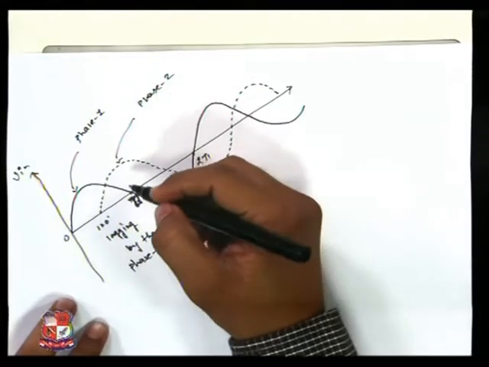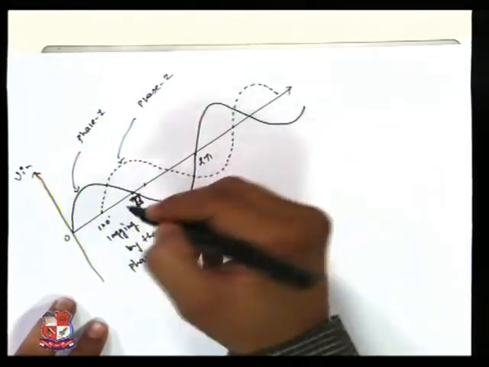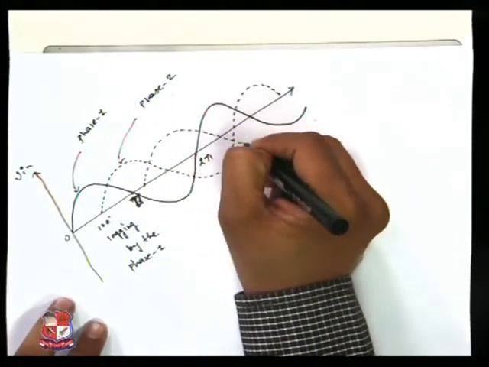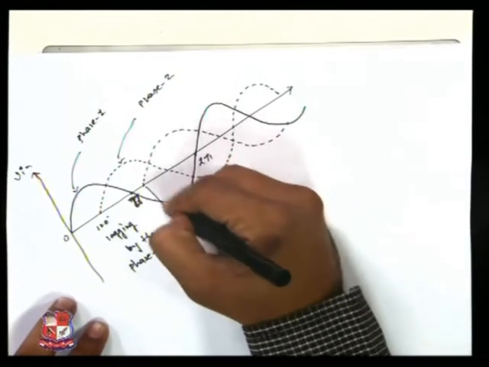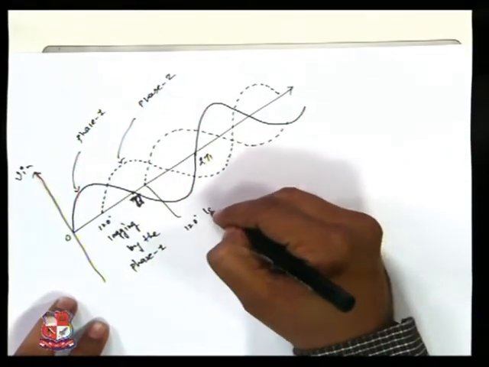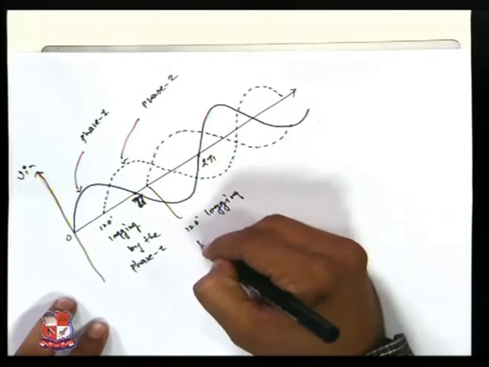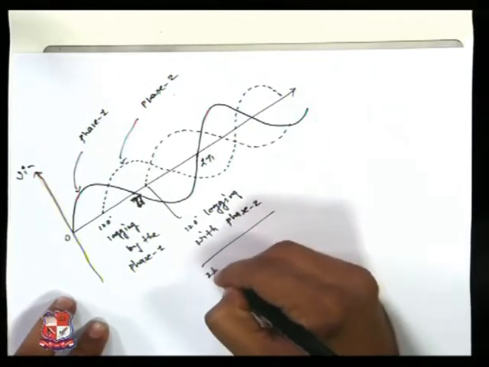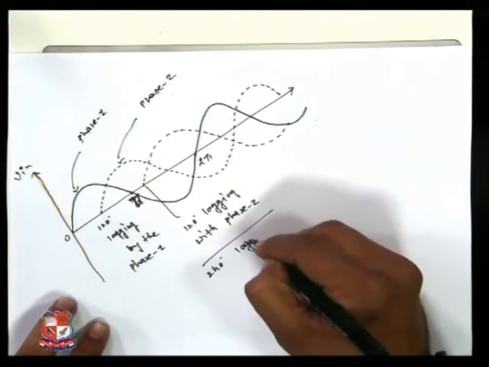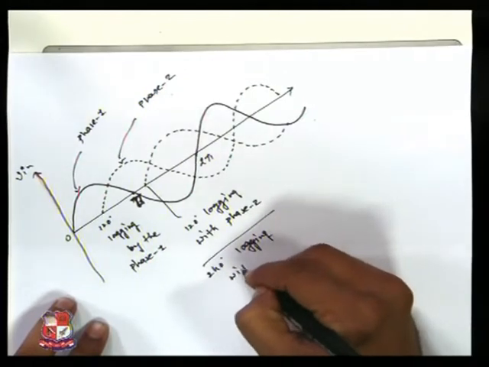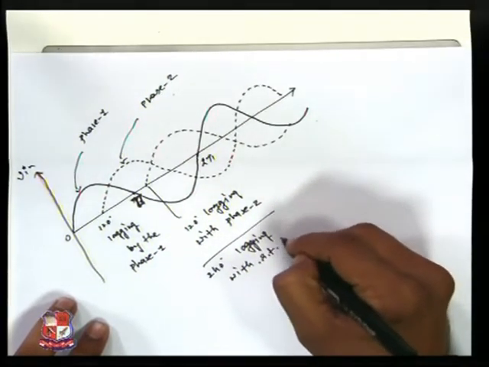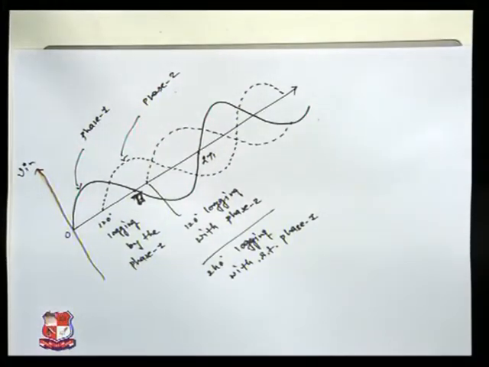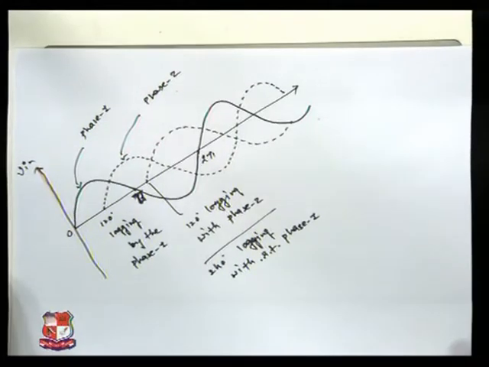And the third one is again 120 degrees lagging with phase 2, and almost 240 degrees lagging with respect to phase 1. So this is all about the generation of three phase voltages.